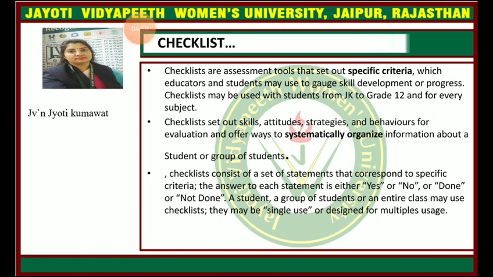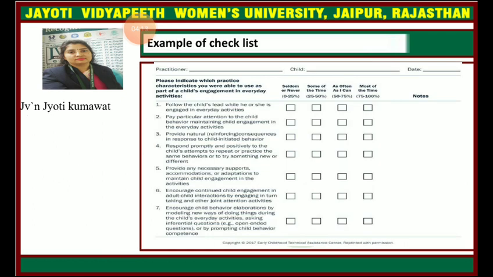not. Now in the example you can see that some statements are given, and in front of them boxes are given. In the first statement, follow the child's lead while he or she is engaged in every activity. If he is engaged, then tick in the box. If he is not engaged, then cross in the box. Here boxes are given in percentages, like 0 to 25%, 25 to 50%, 50 to 75%, 75 to 100%. So whatever we observe, we mark in that particular box.